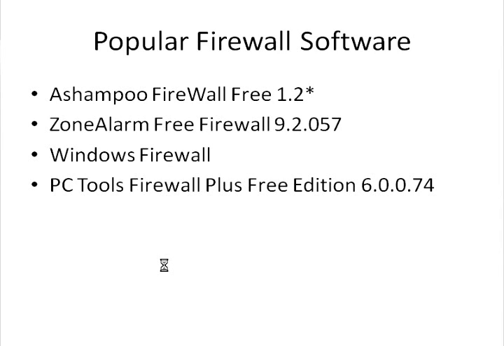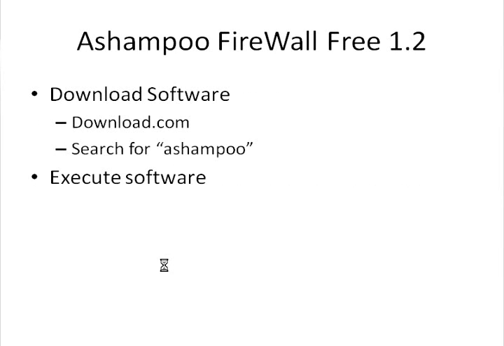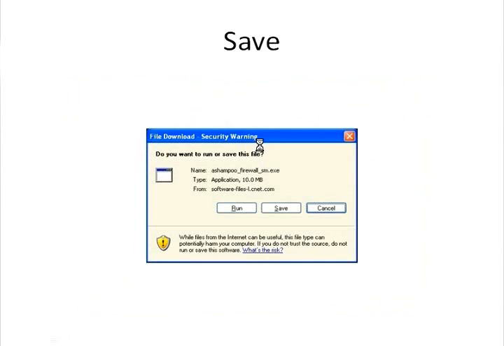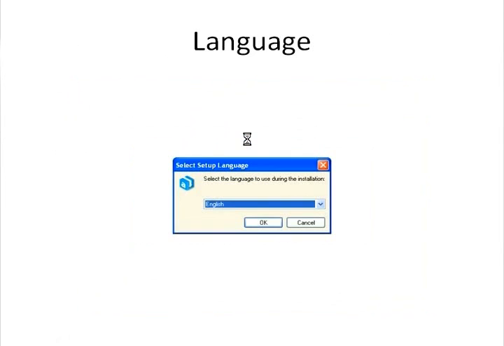Here's some popular firewall software. We'll be looking at the first one, Sygate firewall. An easy way to get the software is if we just go to download.com and do a search. And this is what it looks like. Just click on download now. Go ahead and save and run.